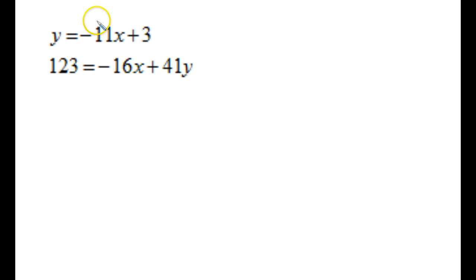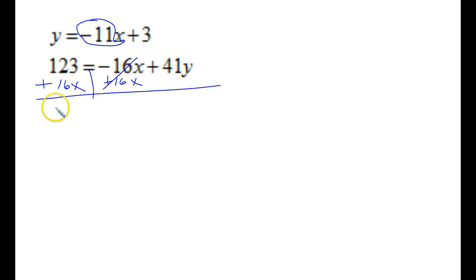And in this case, right there you already see the slope on that one. So that's a gift, negative 11. Let's see. To get this y by itself, it's on the other side. It's different than where I'm used to it, but that's okay. If I add 16x to both sides, then I get rid of that one. So I'd have 16x plus 123 equals 41y.